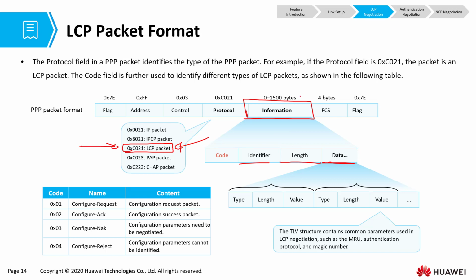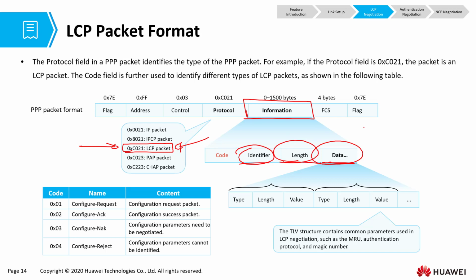Since we are dealing with the LCP negotiation, let us look at the contents of this. The identifier field is 1 byte in size and is used to match requests and responses. The length field specifies the total number of bytes in the entire LCP packet, and the data field is simply a sequence of TLVs, type length value parameters, for negotiating configuration options. This is where the negotiation values actually are: the maximum receivable unit, the authentication protocol, and other values like that. Common configuration parameters carried by LCP packets include the maximum receivable unit, authentication protocol, and magic number.